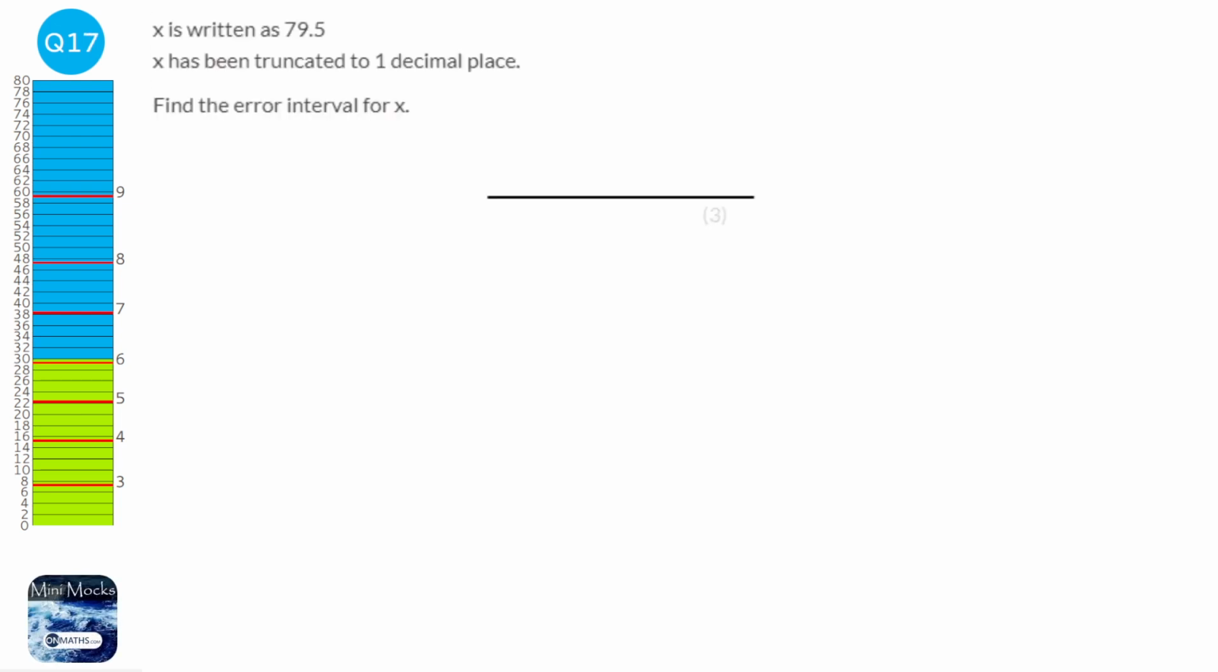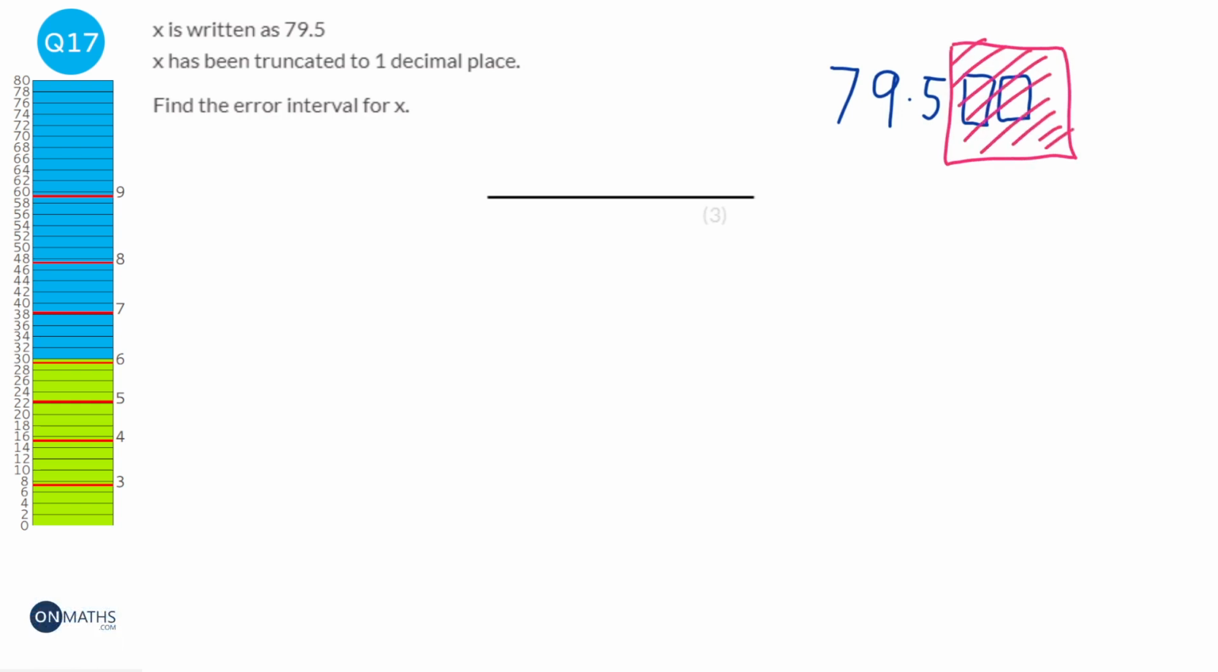The word truncated means that we just literally cut off the next number along. So if we imagine this is our number, we just cut it off. So it's not the same as rounding. We just don't change this digit at all. We just cut off the remaining digits.